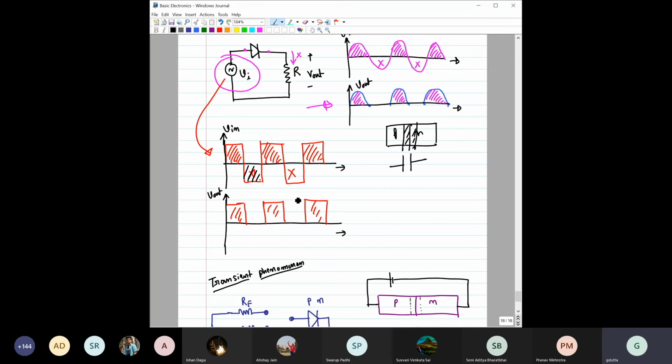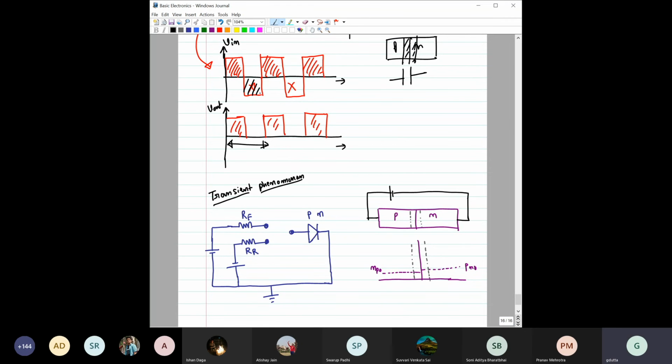In most cases, we neglect those things because the time period of the signal is so large that these small transient things are neglected. But if you are really considering some waveform where the time period is not that large, then you should also consider the transient phenomenon due to the presence of capacitance in the PN junction diode.